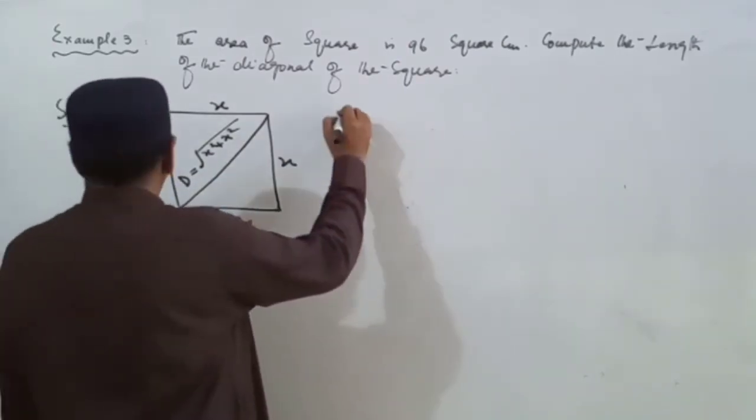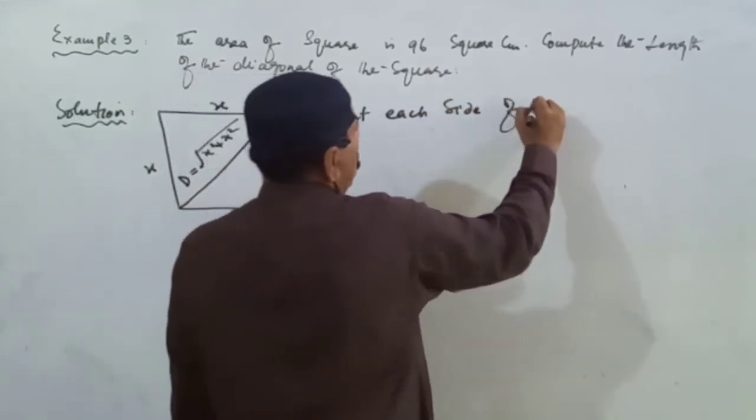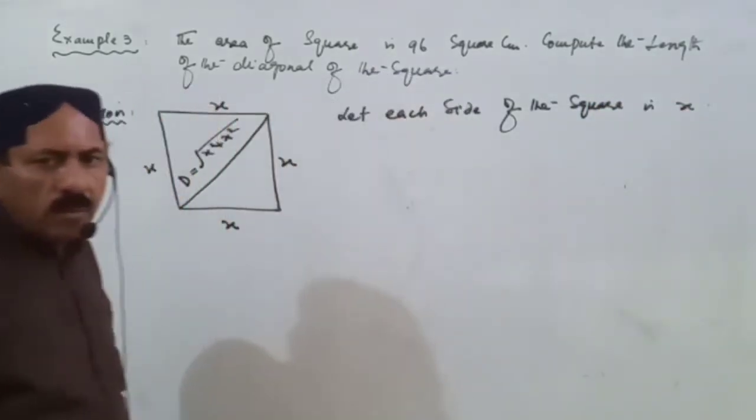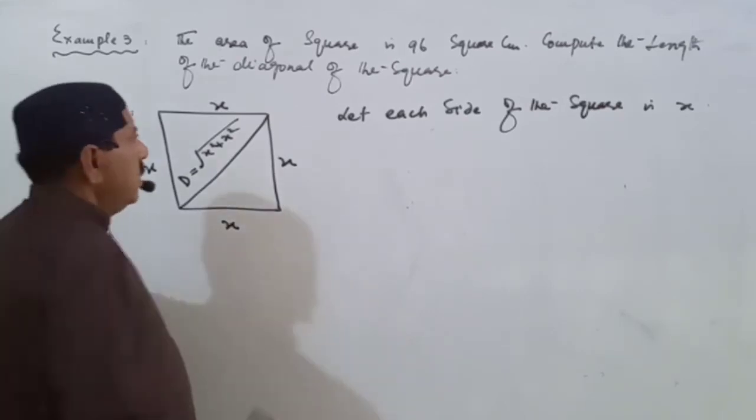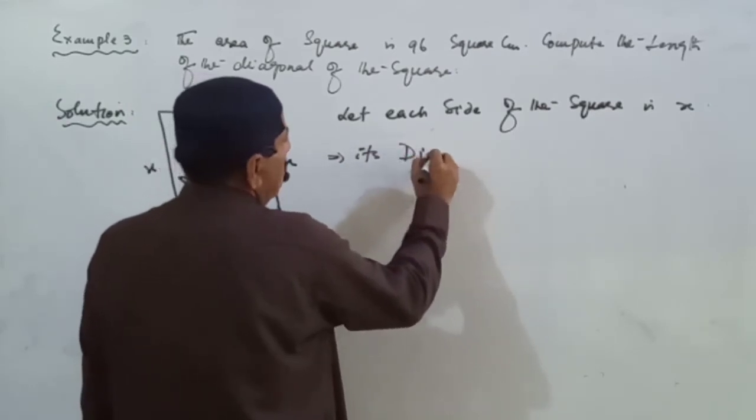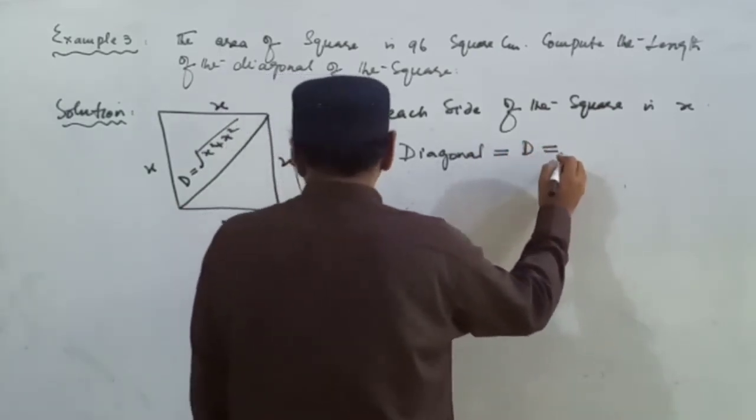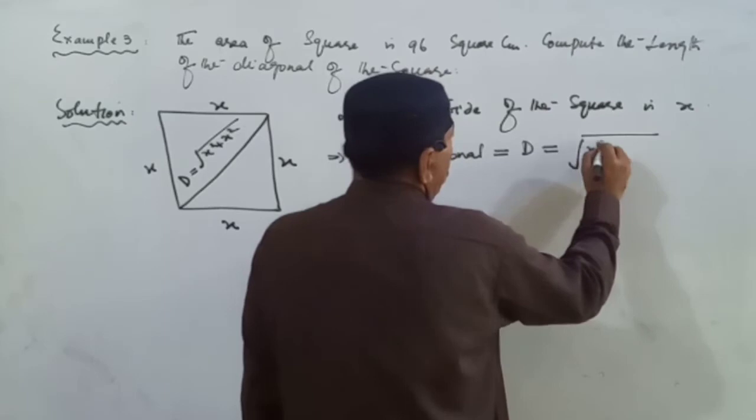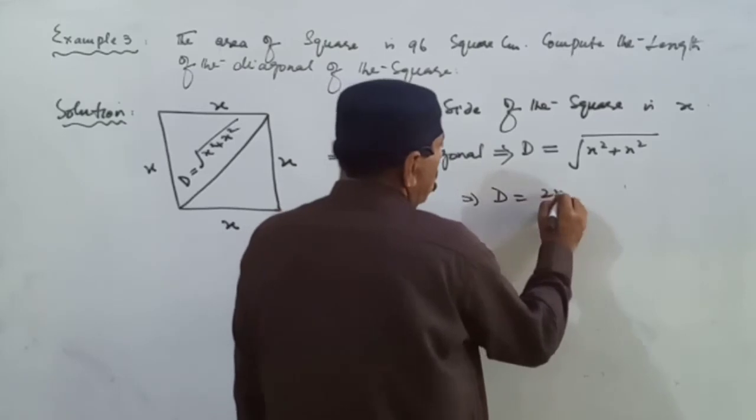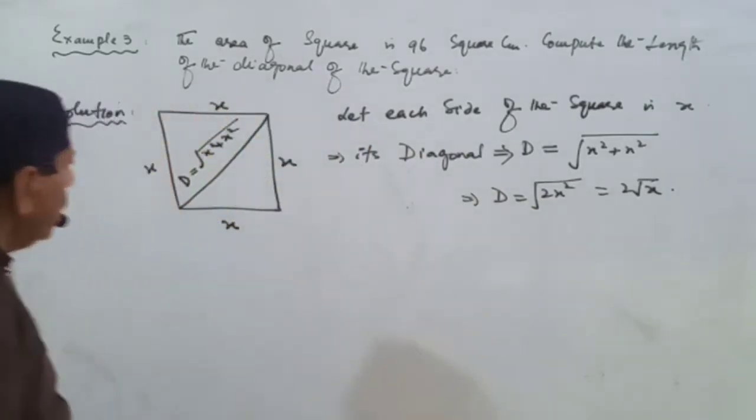So let each side of the square be x. So its diagonal d is equal to radical x square plus x square. It implies that diagonal is equal to radical 2x square, or radical 2 x. Okay.